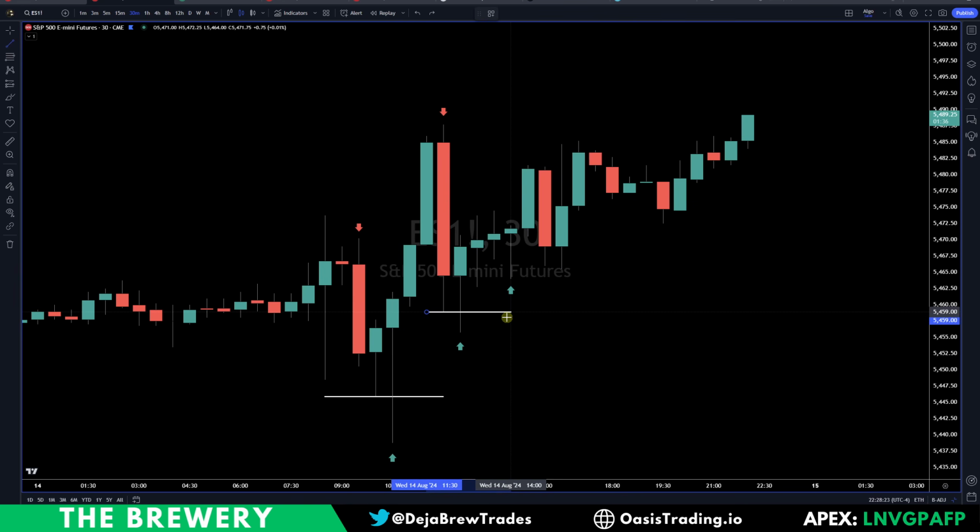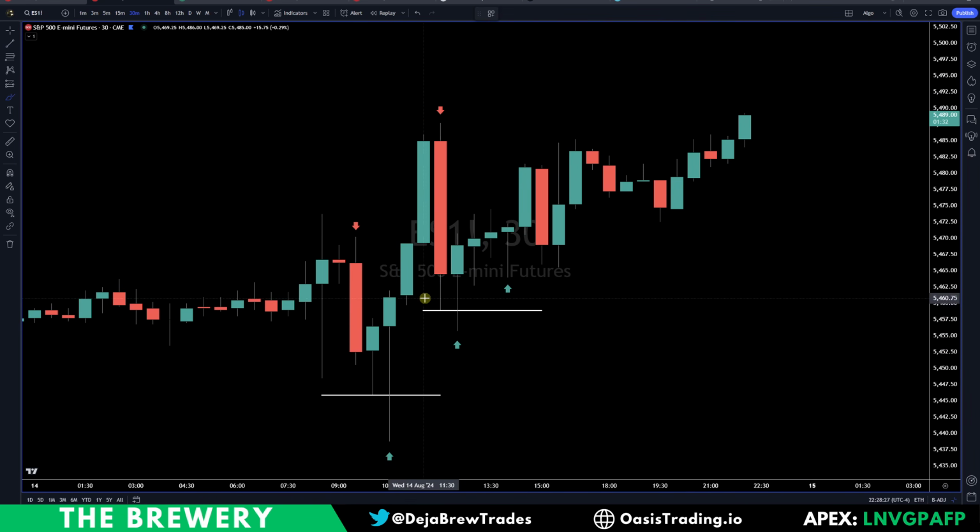Here's another long entry. This candle closes here. Sellers are trapped below that level. You retrace the level, stop loss below the low, target prior levels.